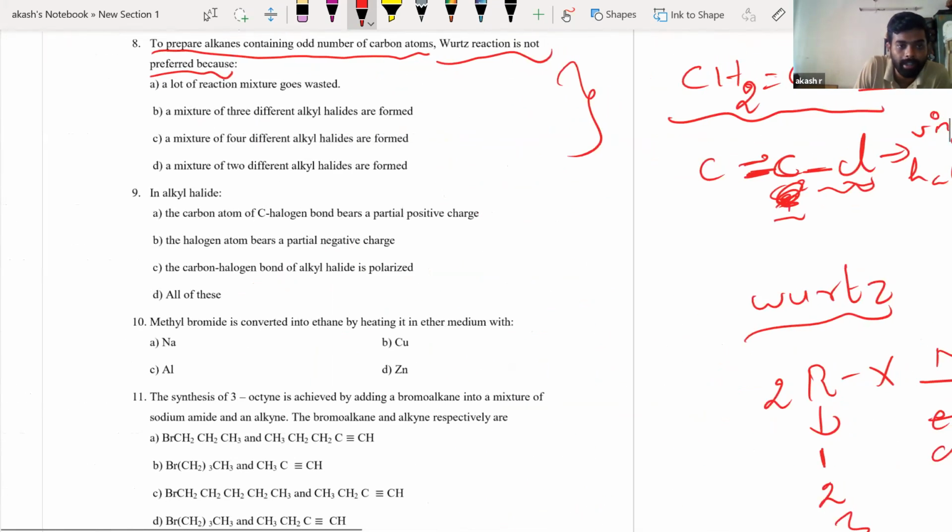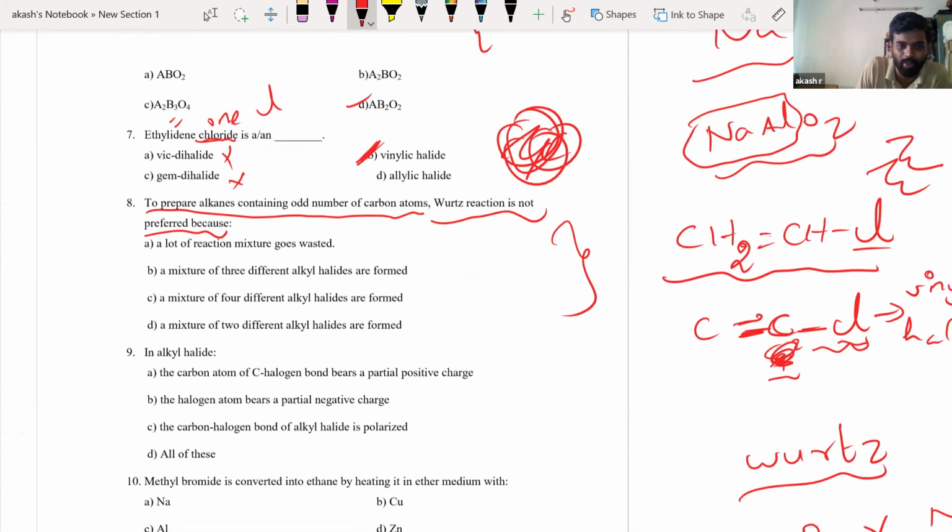A lot of reaction mixture goes wasted. A mixture of 3 different alkyl halides are formed. A mixture of 4 different alkyl halides are formed. A mixture of 2 different alkyl halides are formed. Alkyl halides? Hydrocarbons, no, sir? What do you mean by alkyl halides are formed here?